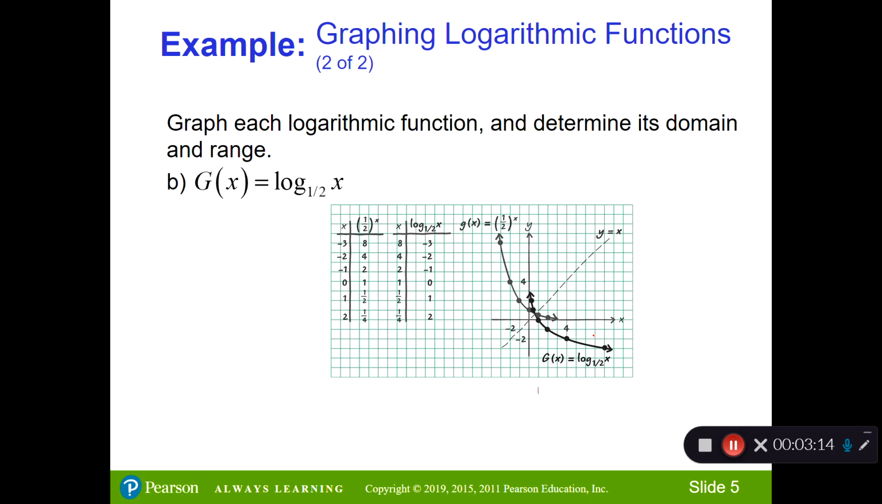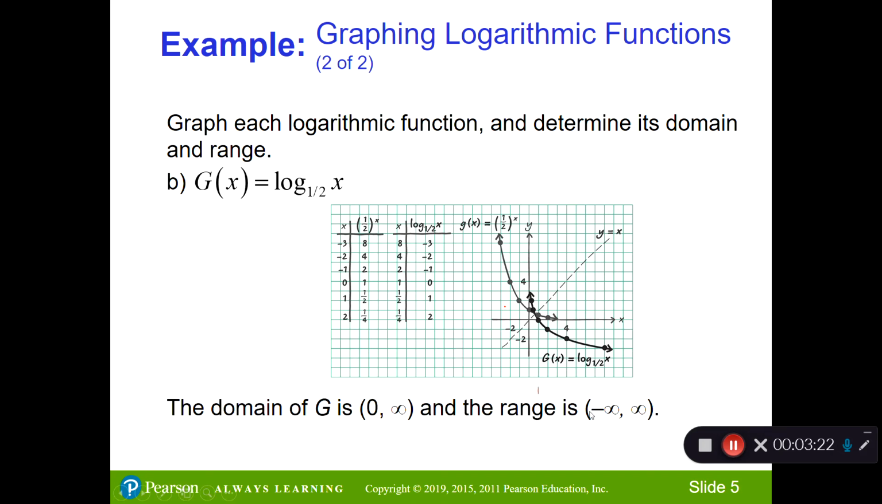All right, notice that the domain and the range are exactly the same. That's because the domain of the exponential is negative infinity to infinity, and the range is 0 to infinity. And those flip between a function and its inverse. So the domain of this inverse function, the log base 1/2 of x, is 0 to infinity, and the range is negative infinity to infinity. Once again, this is a horizontal asymptote on the exponential, so this is a vertical asymptote when we reflect across the line y equals x on the graph of the inverse function.